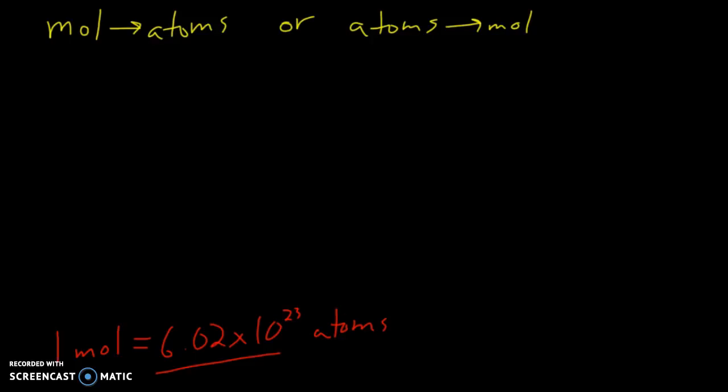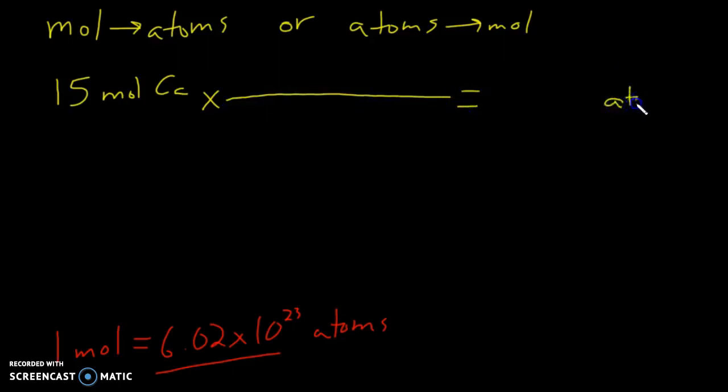Let's start with going from moles to atoms. So if we start with 15 moles of, let's say, calcium, and I want to know how many atoms that is. I'm going to do my times in line, and in the end, I want to end up with atoms of calcium, right? So if I want to end with atoms of calcium, I've got to make sure that I put atoms on top, because that's what I'm trying to get to, and whatever we're trying to get to, we always put on top.